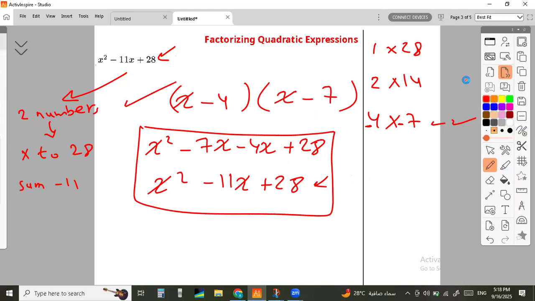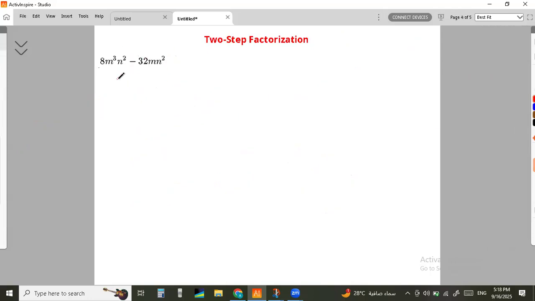Next level here. If I got this, I have to check the first level, which is just factorizing through the highest common factor. Is there a highest common factor? Yes, mister, it is 8. I can get out an 8. Good. But from the variables, remember, we agreed you check the sign, check the coefficient, you check the variables.